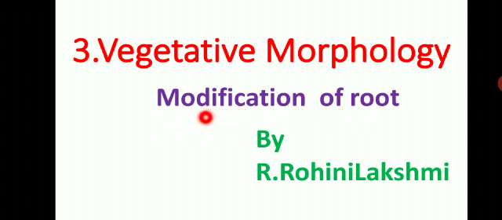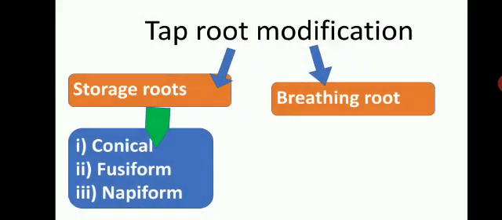Normally the modification of root is with the help of some functions. Based on their function only, the root is modified. Based on their modification, roots can be classified into two major categories. One is called storage root and another one is called breathing root.